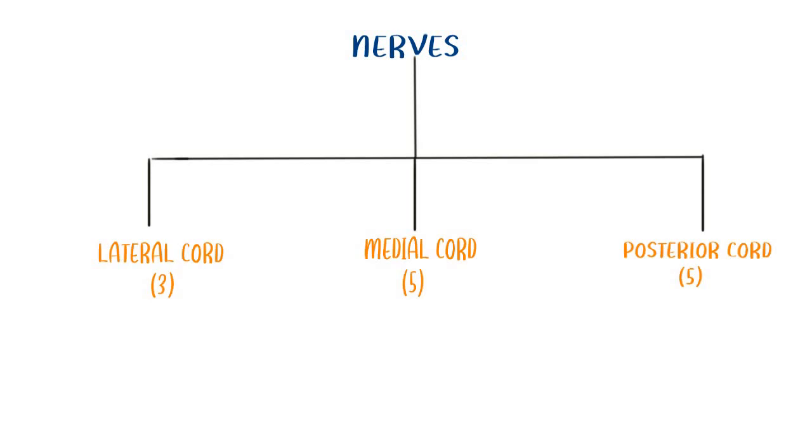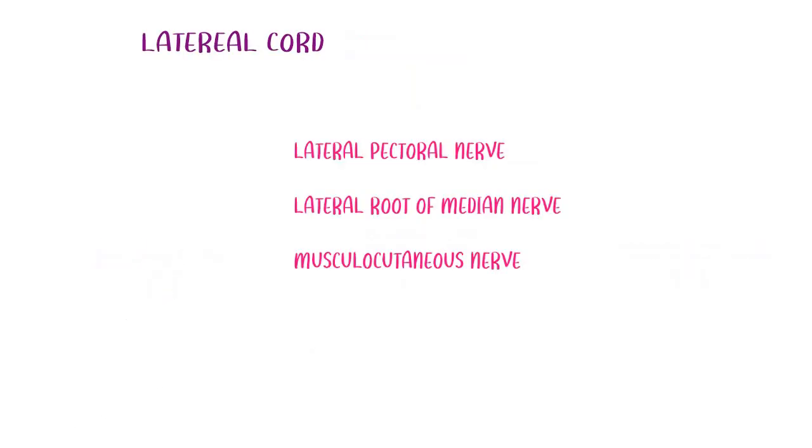From the lateral cord, 3 nerves are going to arise, and from the medial and posterior cord, 5 nerves each are going to arise. Now let's have a look at those nerves. Now as I told you earlier, the lateral cord gives rise to the 3 nerves. These are lateral pectoral nerve, lateral root of the median nerve and the musculocutaneous nerve.